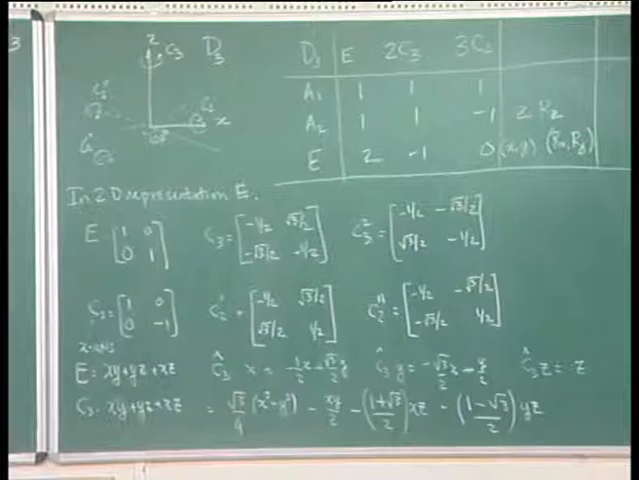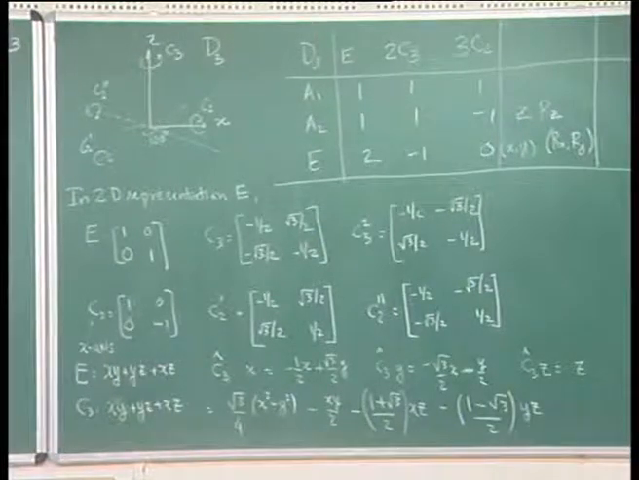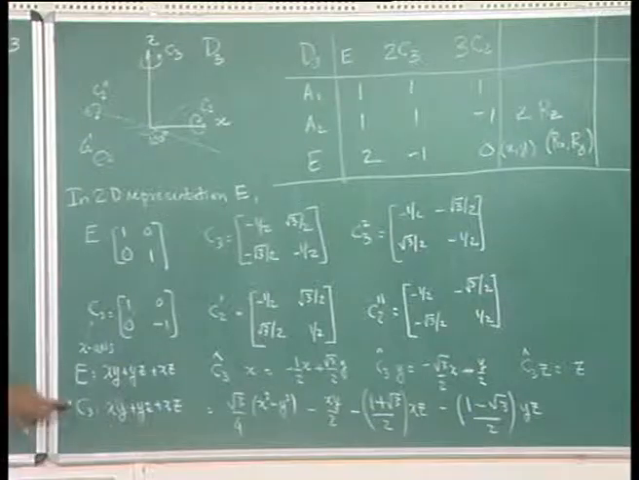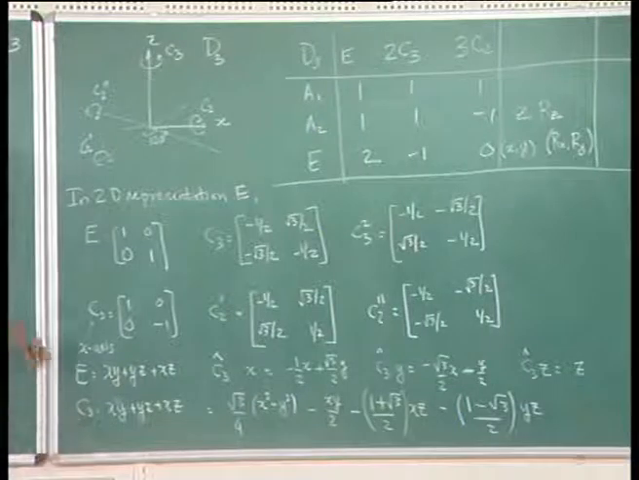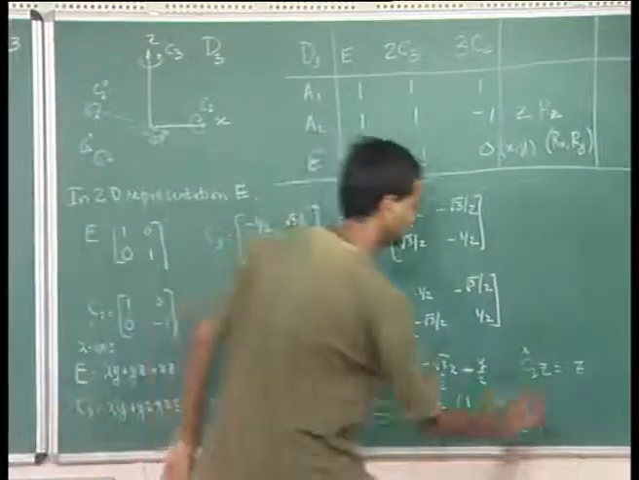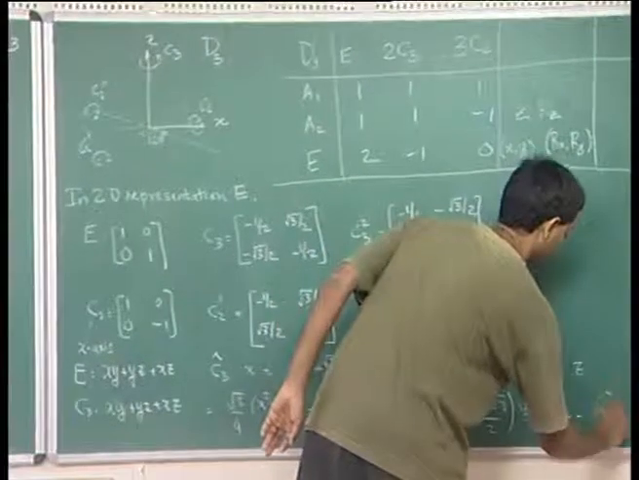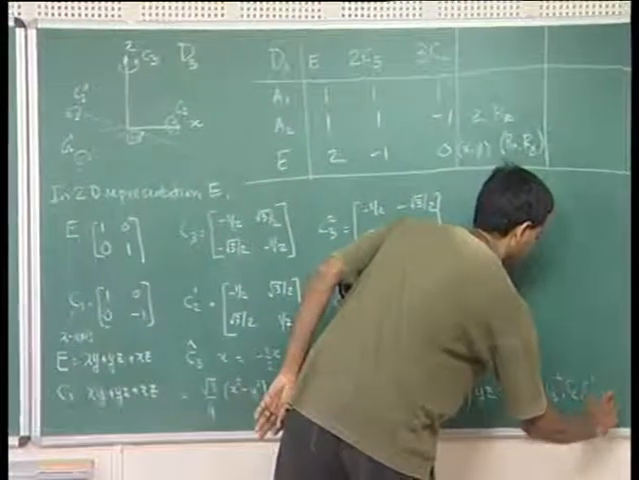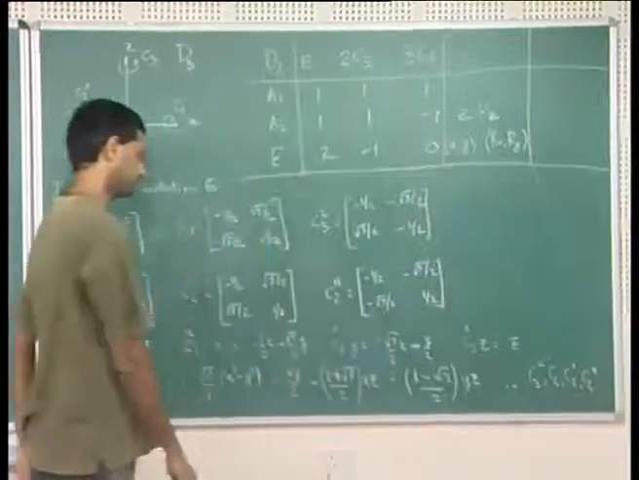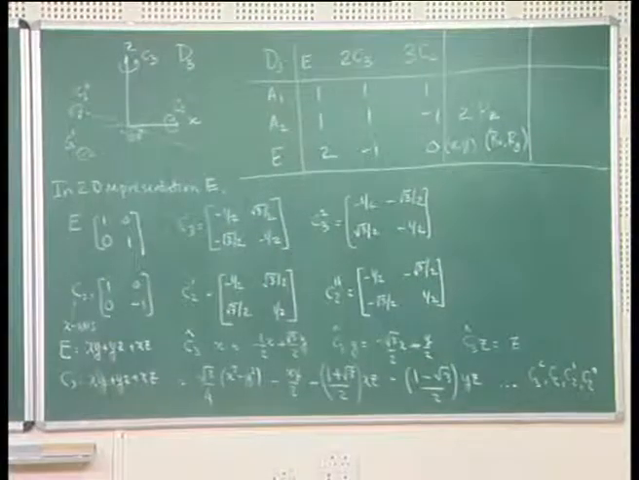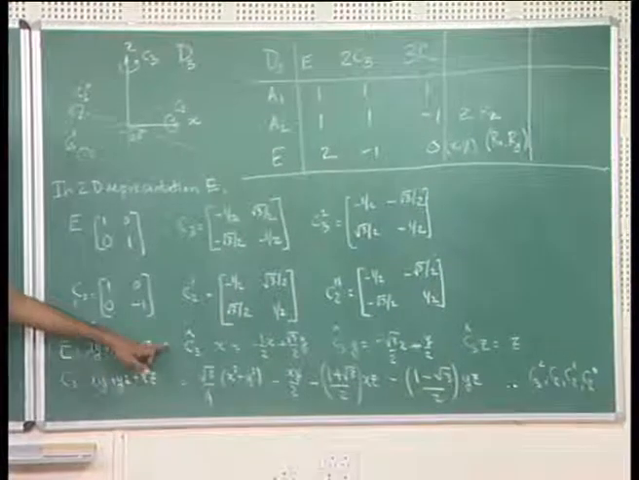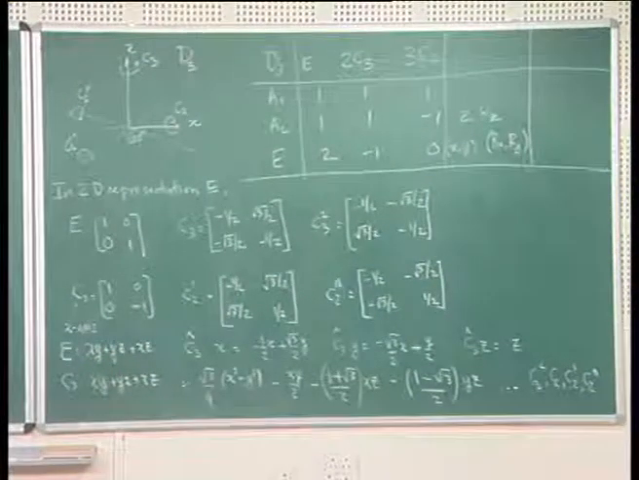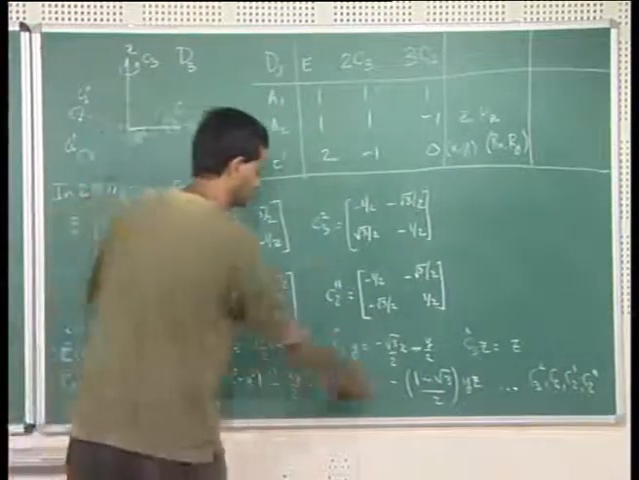Okay, so this was an illustration, but you can easily see that you can do the same thing for each of the other operations. So you have to do this for all the other operations. You have to find out how C3 square operates on this. Similarly for C3 square, C2, C2 prime, C2 double prime. You have to find how all these operations act on XY plus YZ plus XZ.